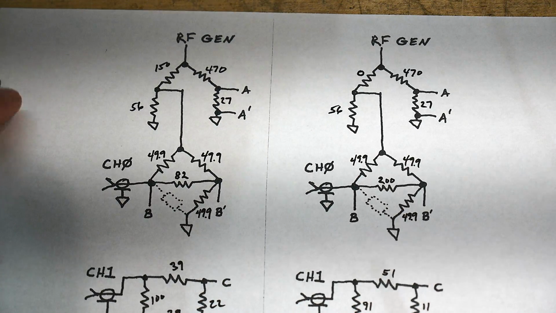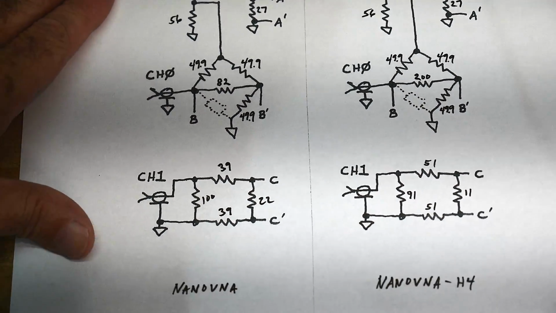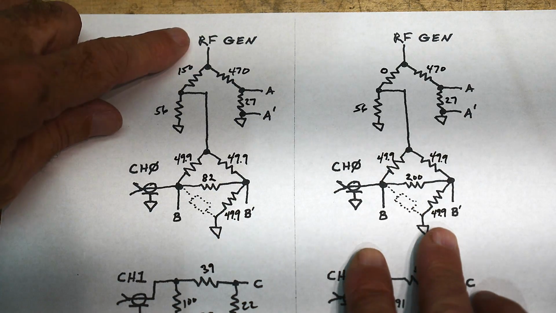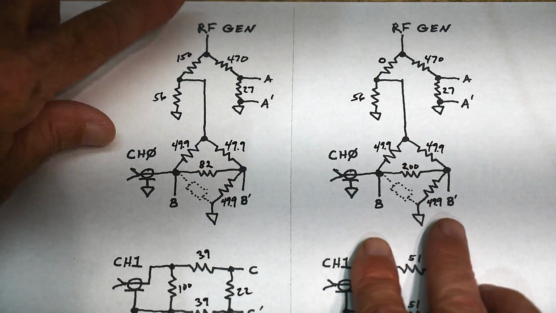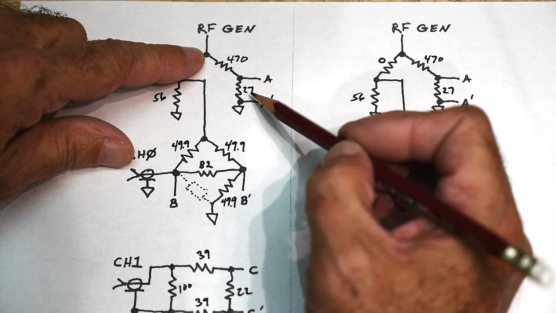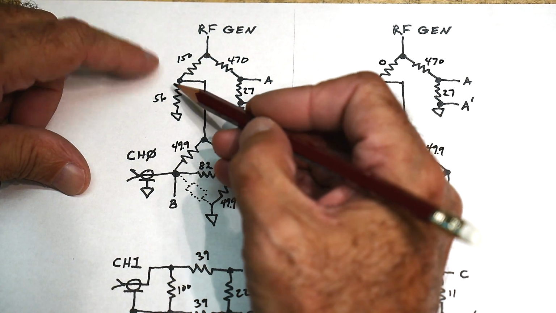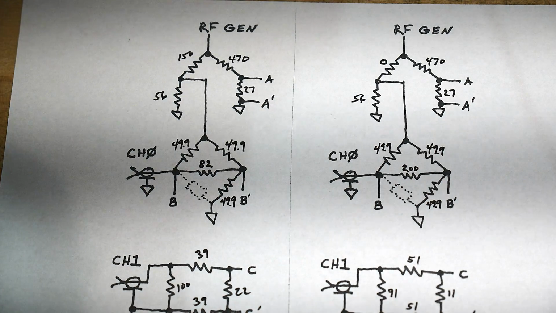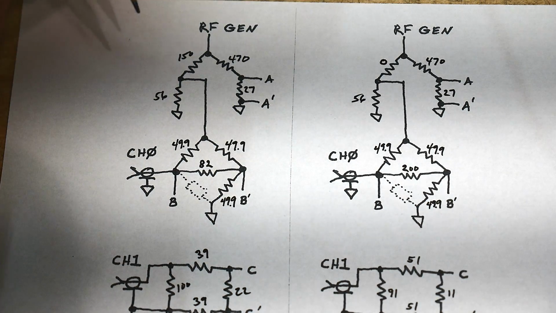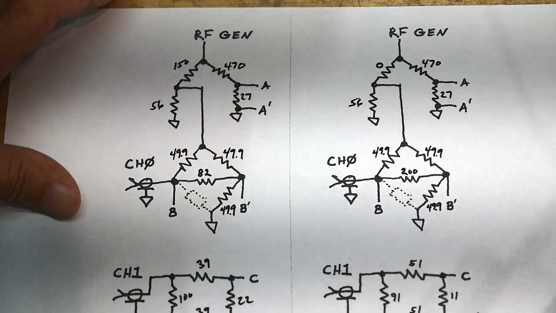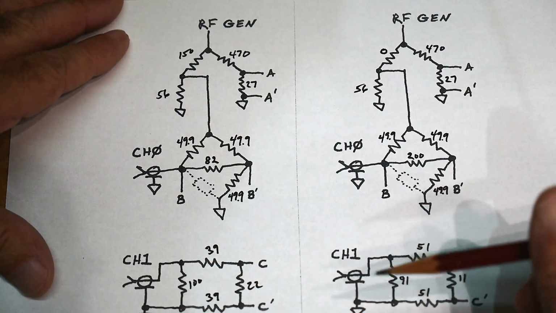So this is what I came up with. On the left-hand side is the NANOVNA, and on the right-hand side is the NANOVNA H4. In the NANOVNA, there's a power splitter, 470 ohms to 27, and it's measured, and then 150 to 56, and it's measured. If you do the calculation, it's something like 10% if it goes this way. You could do the calculation. It's real easy to do.